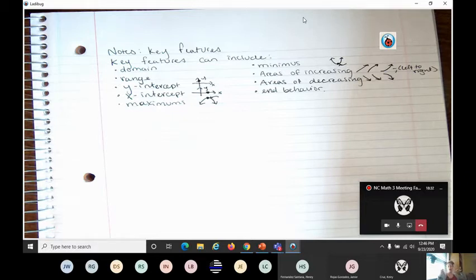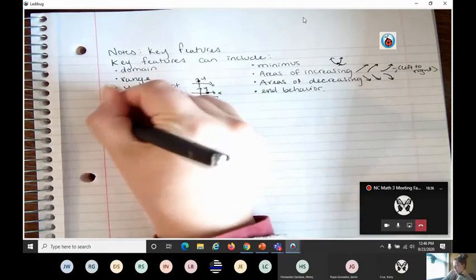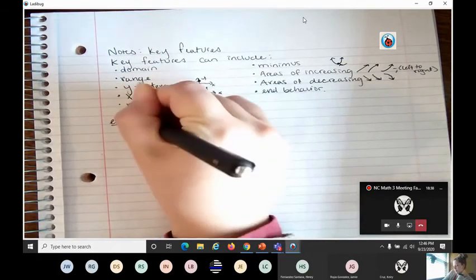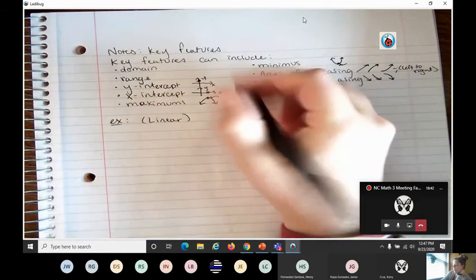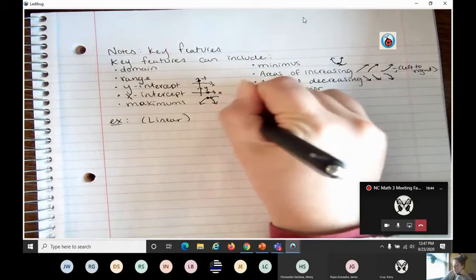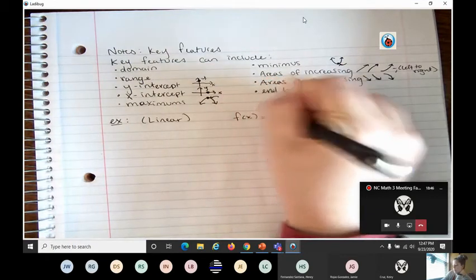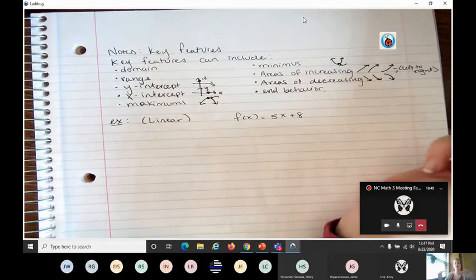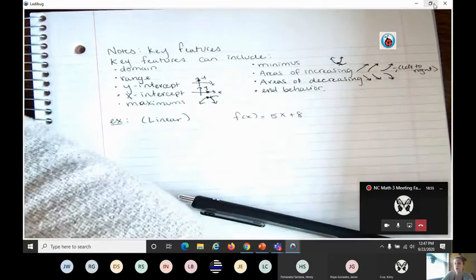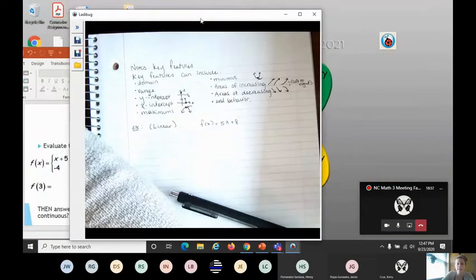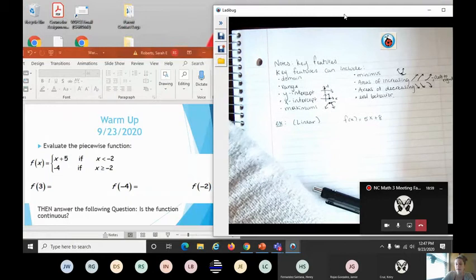Okay, we're going to go ahead and do example 1. Example 1 is going to be a linear function. Okay, and our function is going to be f of x equals 5x plus 8. Now, if you are like Miss Roberts, I see that function, but I have no clue what it looks like off the top of my head. That's okay. I have a solution.